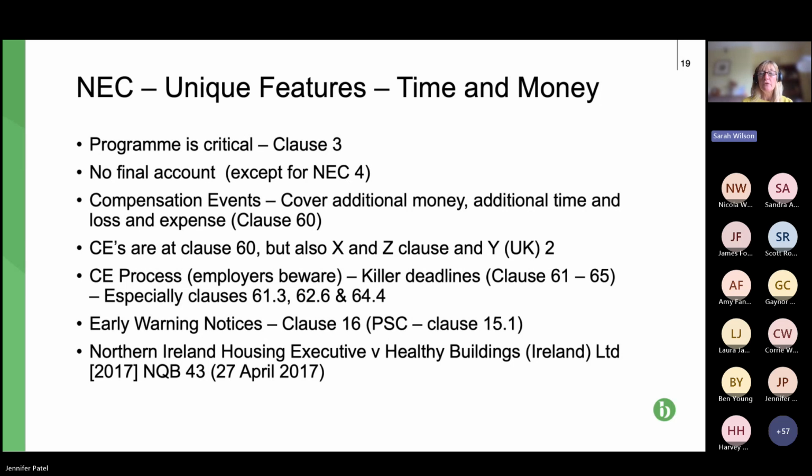So if one party submits the final account or final assessment when it is entitled to, and the other party does not respond to it within timescales, then that other party is deemed to have agreed that final account. Now, hopefully you can see how dangerous that might be, particularly if there are compensation events that are outstanding, haven't been agreed, haven't been paid. So, just be super careful about that. And we will be looking at that in more detail later on in the year.